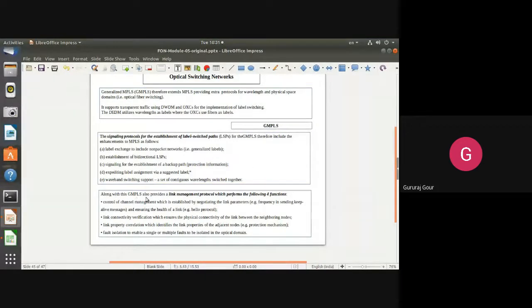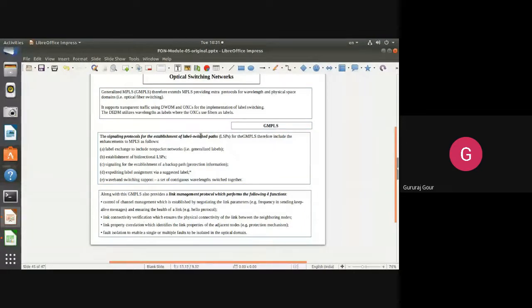Along with this, GMPLS also provides a link management protocol, which performs four functions. First, the control of channel management, which is concerned with the establishment of the link parameters, for example, the frequency in sending messages and ensuring the health of a link, means whether the link will be established throughout the call or not. So that is coming under the control of channel management.